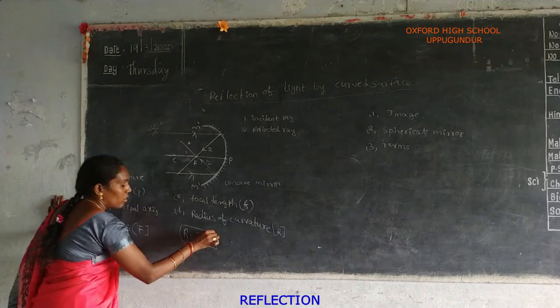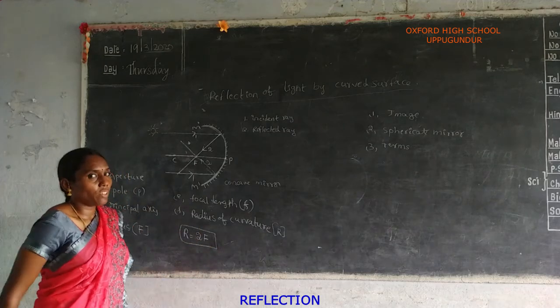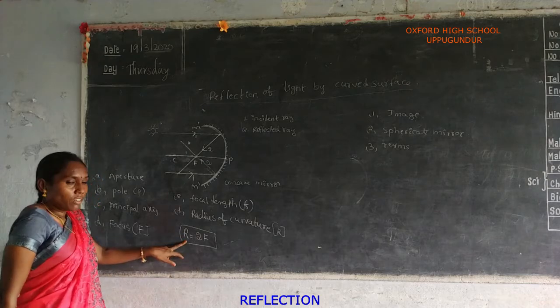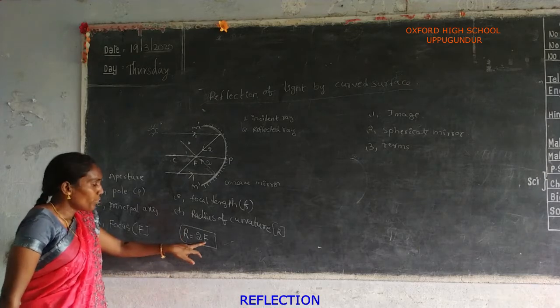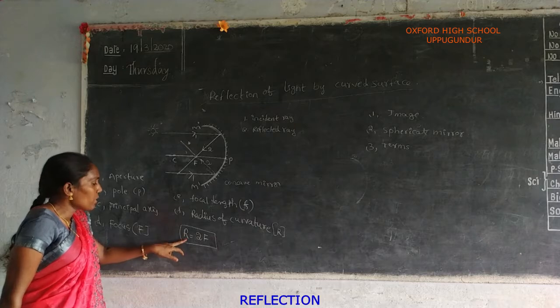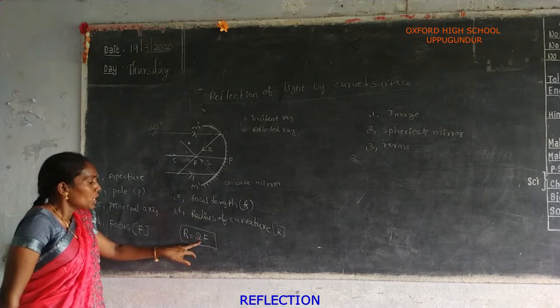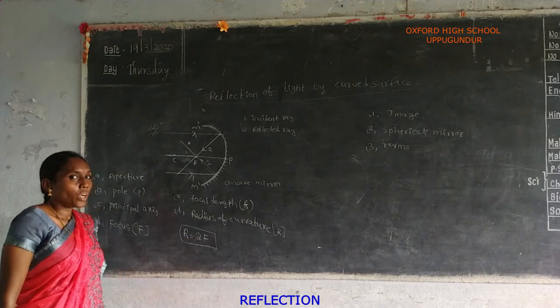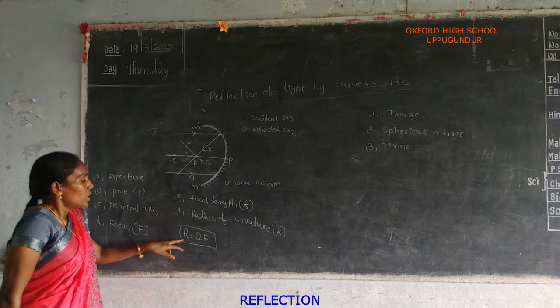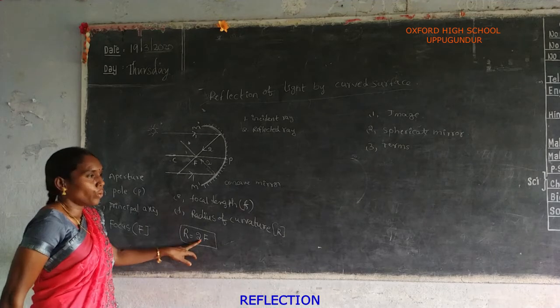Spherical mirror, concave mirror or convex mirror. The relation between radius of curvature and focal length is: the radius of curvature is always equal to twice the focal length. This is the relation between radius of curvature and focal length.